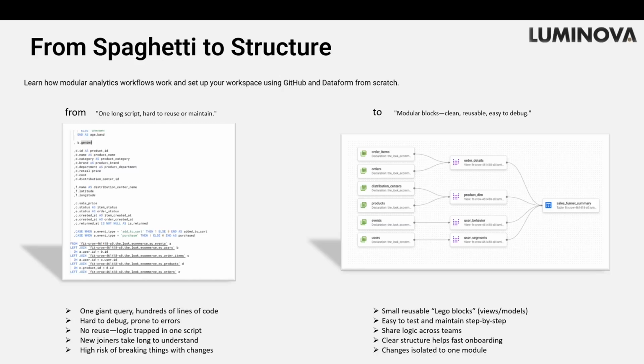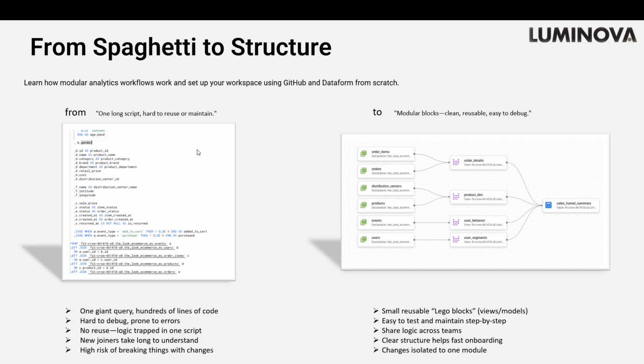Let's talk about the difference between traditional SQL pipelines and a modular setup like Dataform. Here in BigQuery, I'm showing you what most analytics workflows still look like in a lot of companies. One giant SQL query, hundreds of lines, tangled joins, inline filters, hard-coded logic, everything jammed together in a single file. This kind of code is what we call spaghetti.